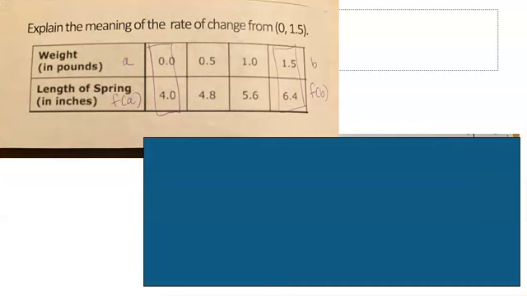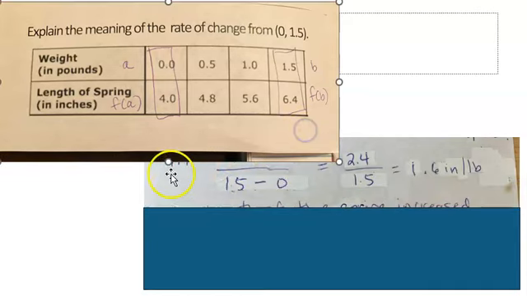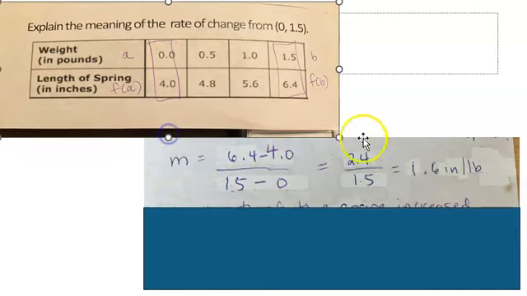So if you will now please open up your table tab, finding the average rate of change using a table. We've been given a table. It says the x-axis represents the weight in pounds and the y-axis represents the length of the spring in inches. It wants me to explain the meaning of the rate of change from 0 to 1.5. So if I use the point at 0, it's 4. And if I use the point at 1.5, it's 6.4.